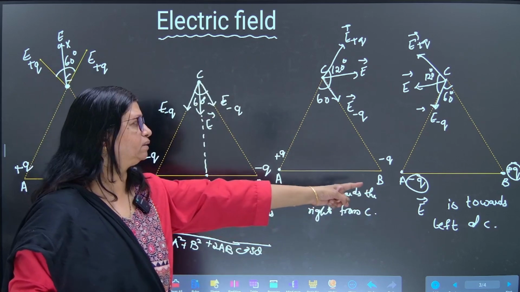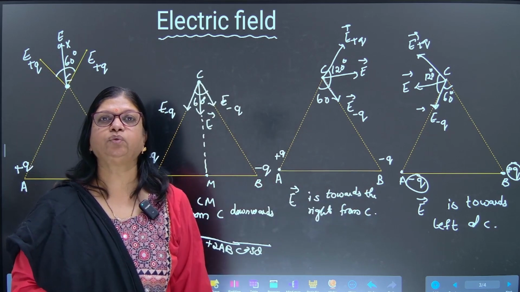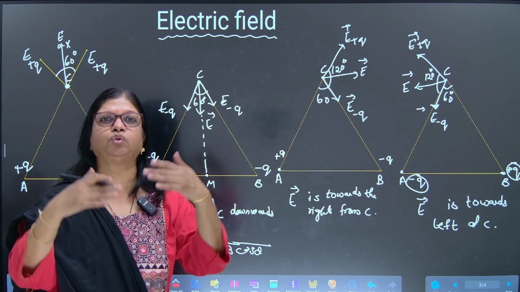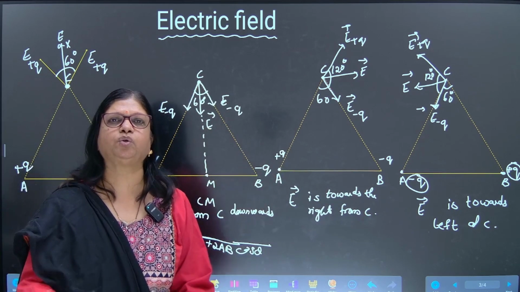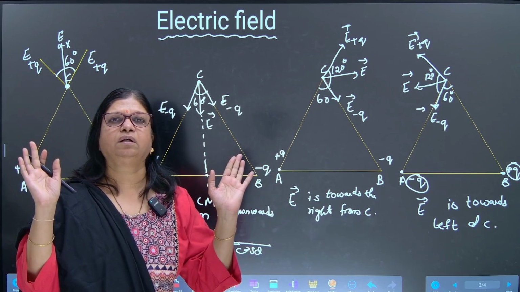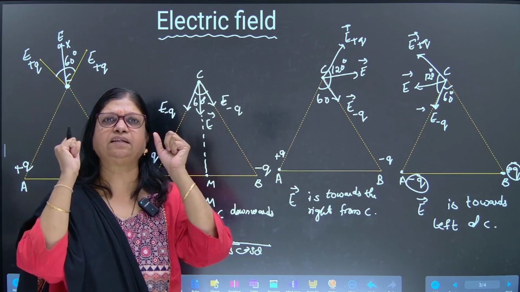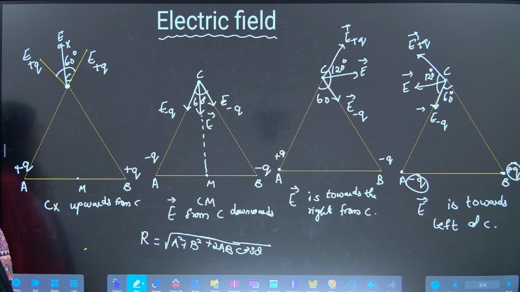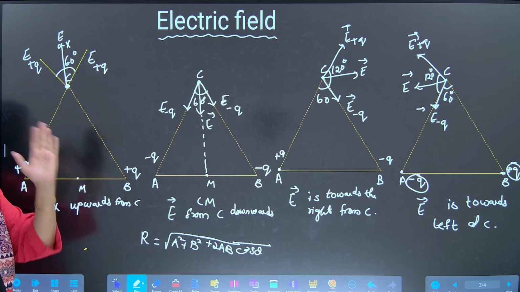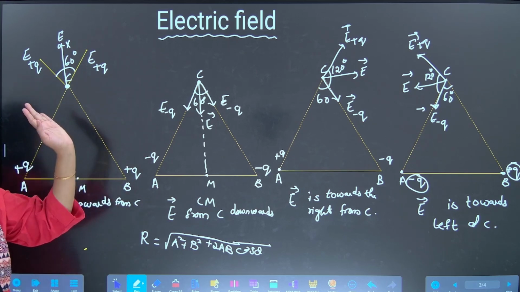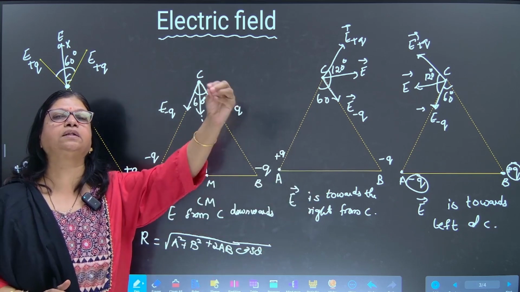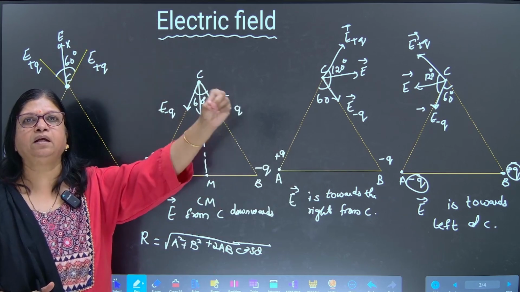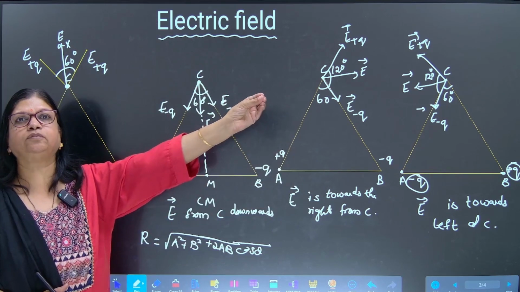Let them change the value of this Q. Let them make it plus 2Q, minus 2Q, plus 3Q, minus 3Q. Let them do anything. Let the question be anything. This should be followed. If two positive charges are there, what to do? Two negative charges are there, what to do? One positive, one negative, what to do? You are done with this kind of numericals. All the possible methods I have shown.